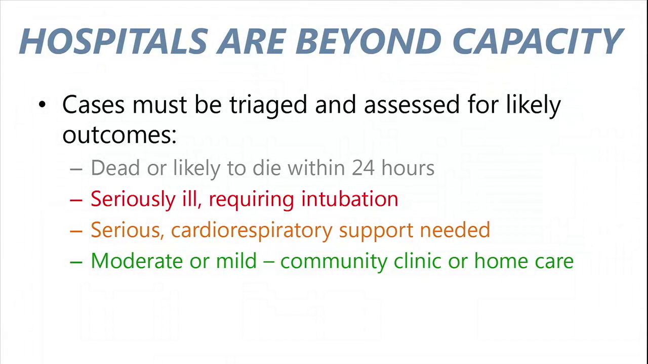Hospitals are beyond capacity. Cases have to be triaged using standard disaster triaging. So if people are assessed to be likely to die, they are grouped with the deceased for no treatment. Those who are seriously ill or code red requiring intubation will get priority, followed by those needing cardiorespiratory support. Anyone with moderate or mild illness will be sent for community care or home care.